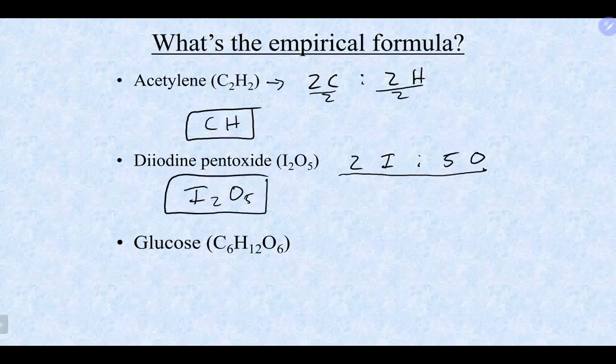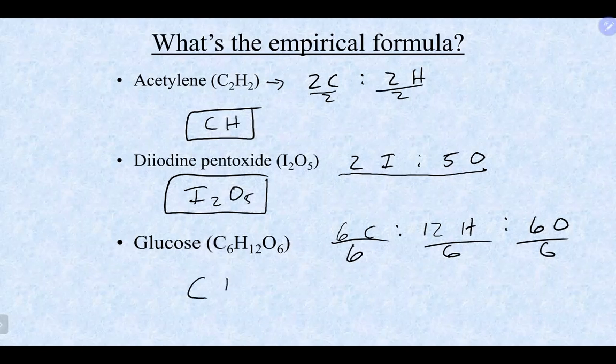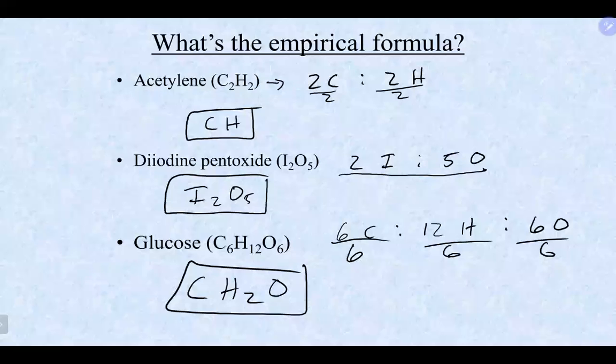And lastly, glucose: 6 carbons to 12 hydrogens to 6 oxygens. Here we could take everybody down by dividing by 6 and still get whole numbers, which would give us 1 carbon, 2 hydrogens, and 1 oxygen as our empirical formula. So again, you need to lower them down, but they still need to be whole numbers in order for it to be an empirical formula. Any questions on any of those?